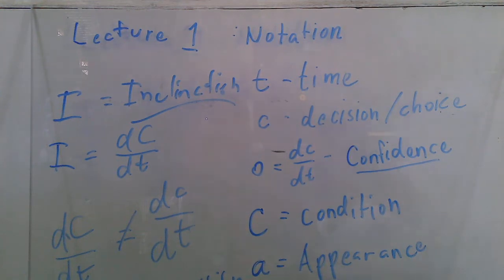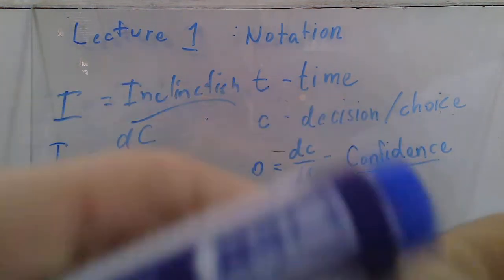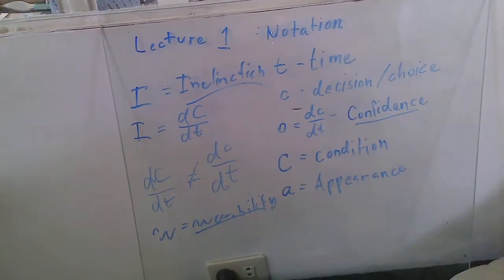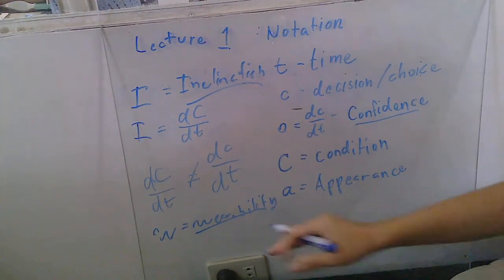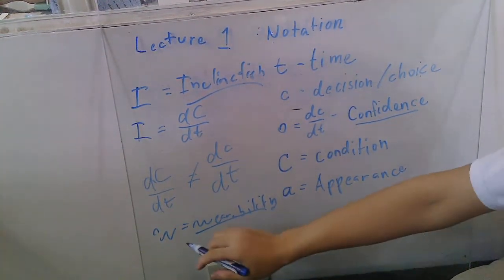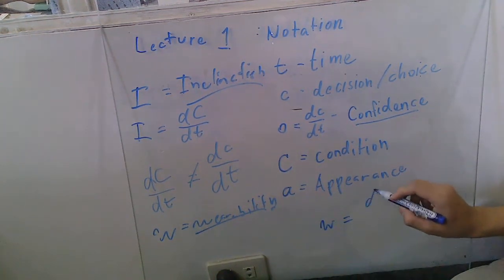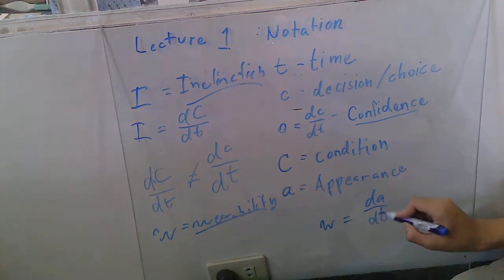Wearability. And I'm not talking about how long a piece of clothing or article of clothing lasts. I'm talking about the change of the appearance with respect to time of the specimen. So this is the rate of change of the appearance. So W is equal to dA over dt.